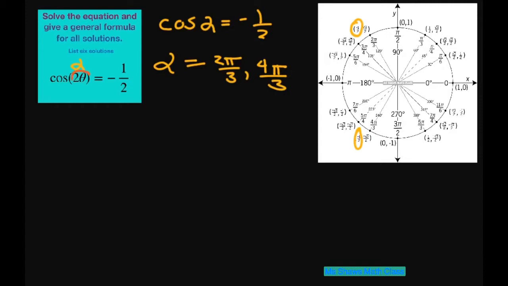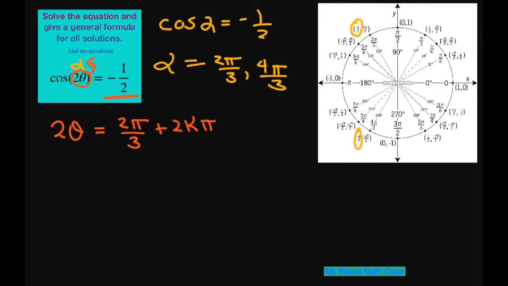Therefore, we're going to set this equal to alpha, because if 2 theta equals alpha, we will get our solution. So let's set it equal to alpha. So we have 2 alphas in our case. 2 theta equals 2 pi divided by 3 plus 2k pi.